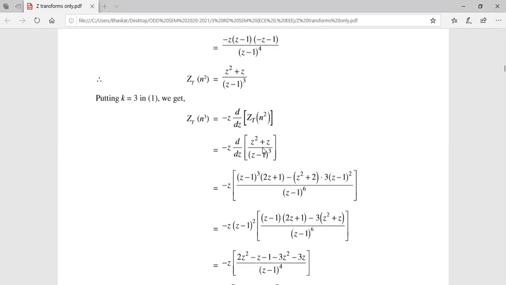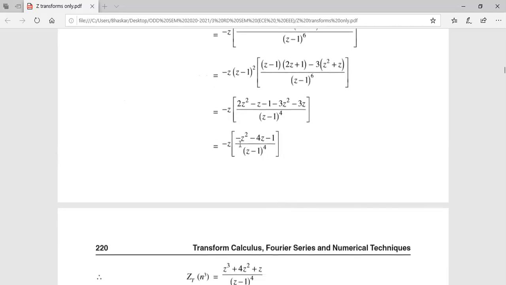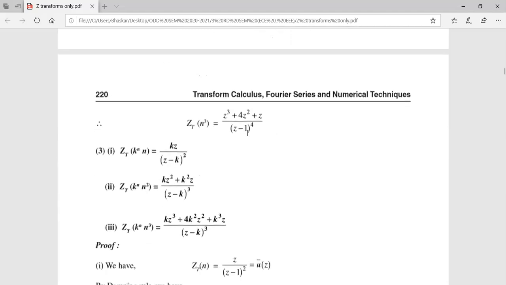Similarly, while substituting k is equal to 3, we get the Z transform of n cube. Again we differentiate and simplify, and we get minus z into minus of z square minus 4z minus 1 by z minus 1 whole power 4. Finally, we get z cube plus 4z square plus z divided by z minus 1 whole power 4. That's what we wanted to say: just apply the rule and the quotient rule. Very simple concept.